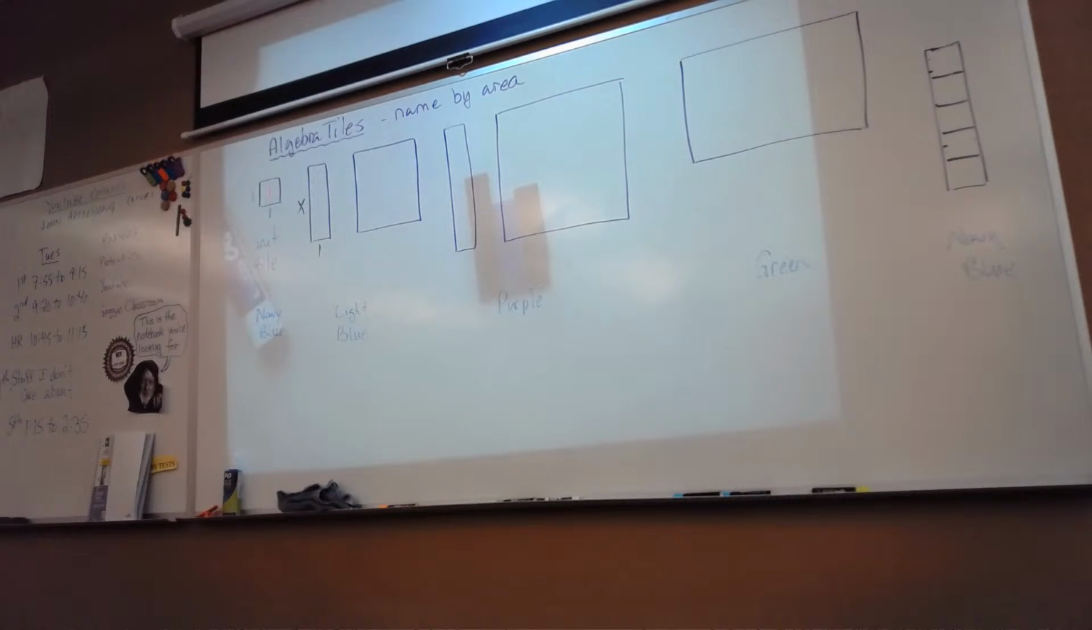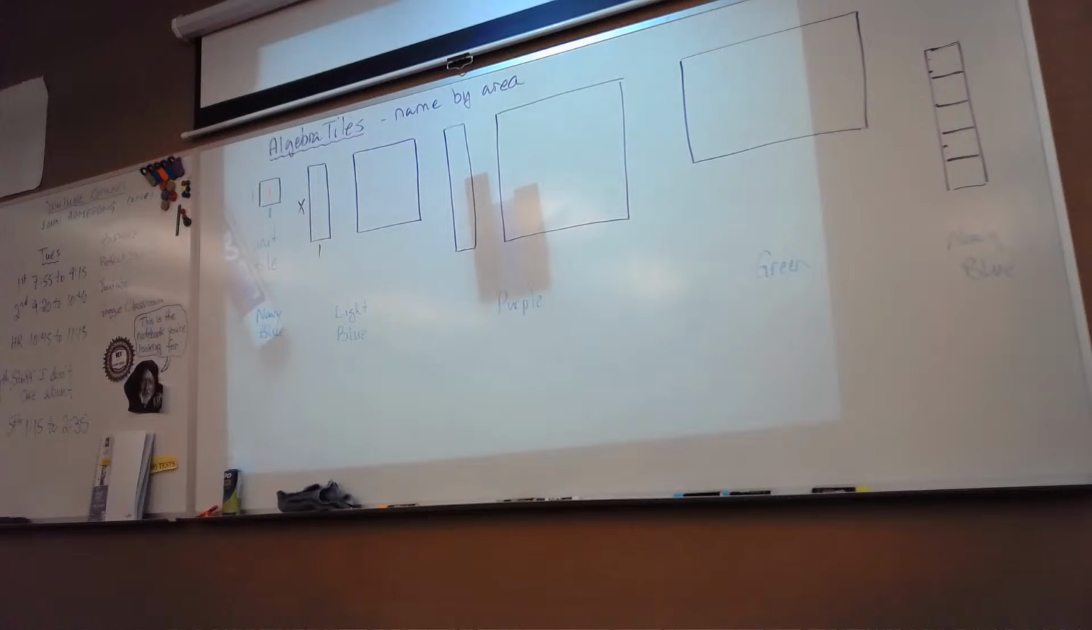Area of a rectangle? Remember that one? Partner? Area of a rectangle? Length times width. Length times width. Does that make sense, Johnny? You remember that name? Oh, yeah. So how do I find the area of that rectangle? Length times width. So what's the area of that rectangle?